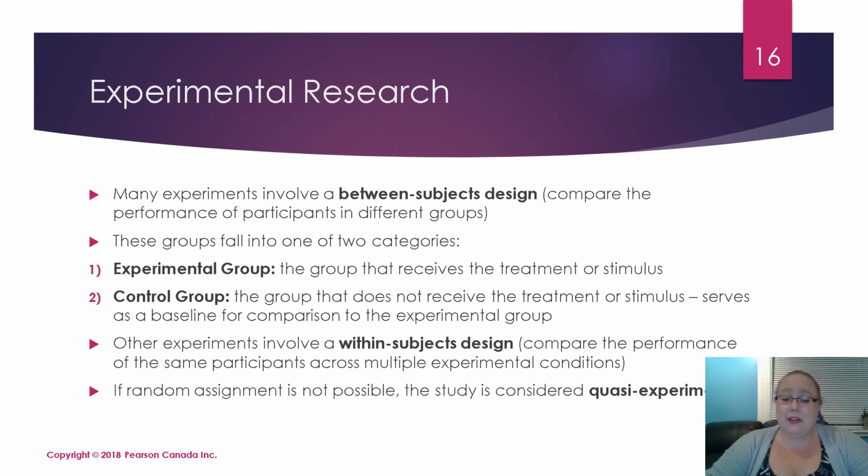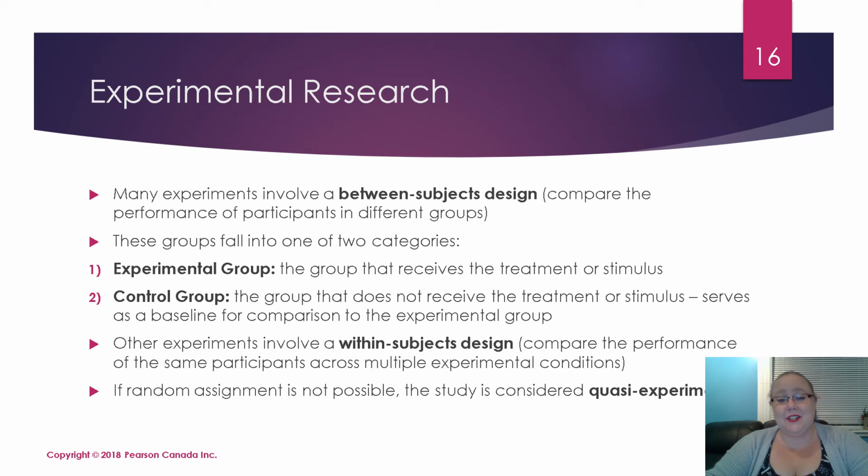But unfortunately, random assignment is not always possible. So for example, a lot of researchers like to examine the differences between males and females. Can you randomly assign someone to be a male or a female? No, right? You have to go with the group that they belong to. So unfortunately, in that case, random assignment is not possible.